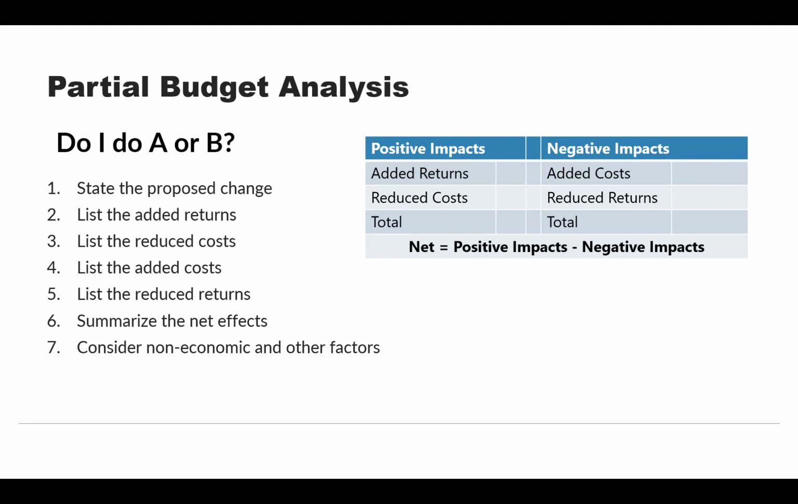So a partial budget analysis, as I said, is like, do I do A or do I do B? I'm using ladders right now in my orchard. Do I change over from ladders to buying a platform system? Will that benefit my farm at all?